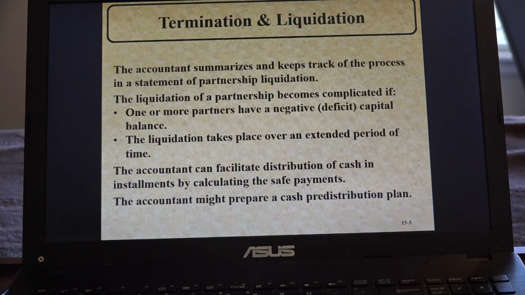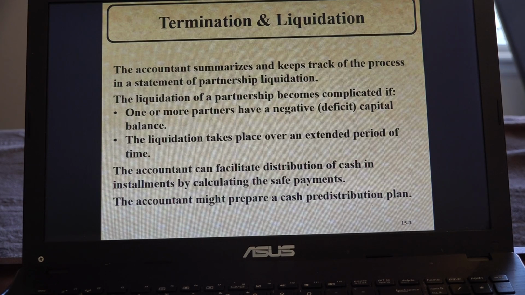And so the accountant's job is to summarize and keep track of this process. Accountants do this through what's called a statement of partnership liquidation. If you look at it, it's kind of like the report that the trustee did when we discussed bankruptcy.